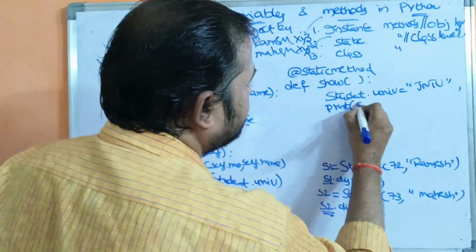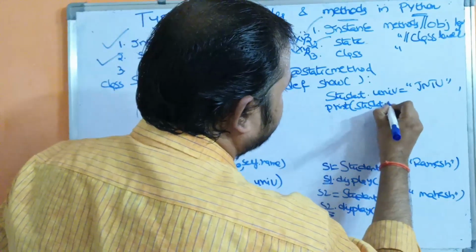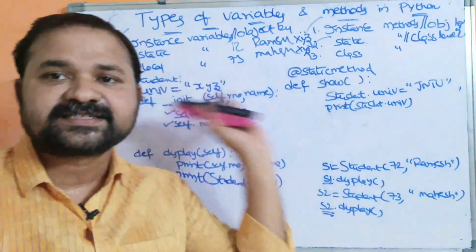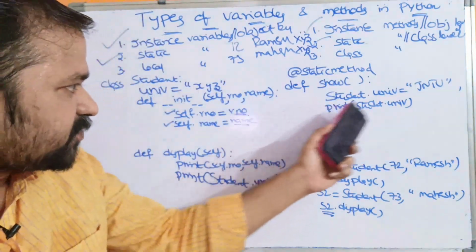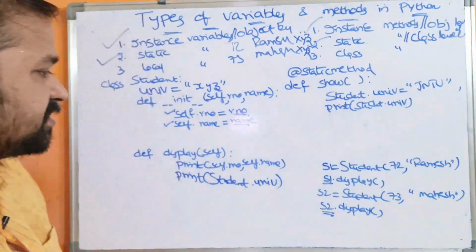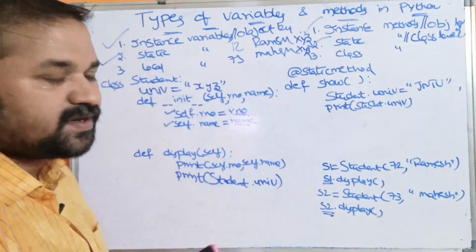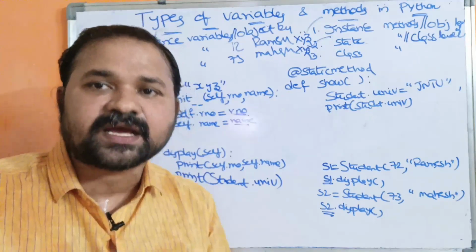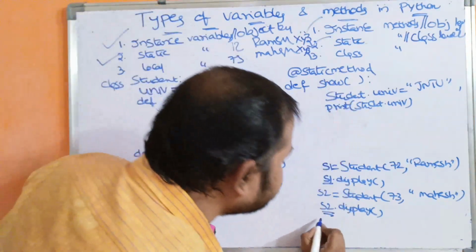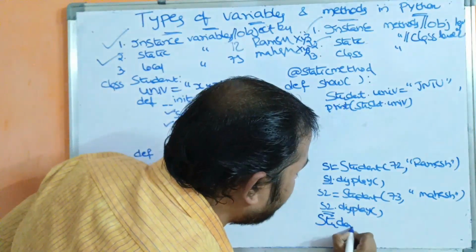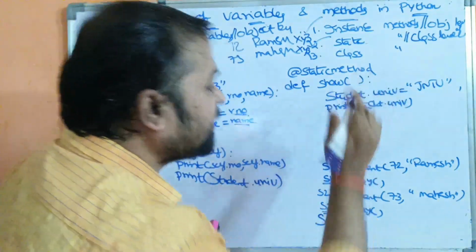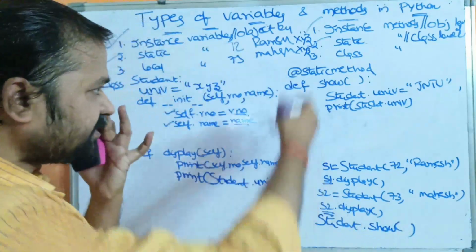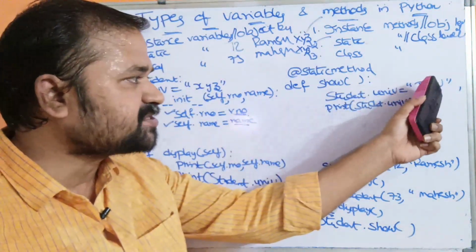So print of Student.UNIV. So by using static method, we can access mainly static variables. Okay. So print of Student.UNIV. Now let us call that static method. How to call the static method? Just like the static variable only. Class name dot method name. So here what is the name of the class? Student. So Student dot, what is the name of the method? Show. Student dot show. So whenever the statement is executed, control goes to the show method. Now what is the university value?